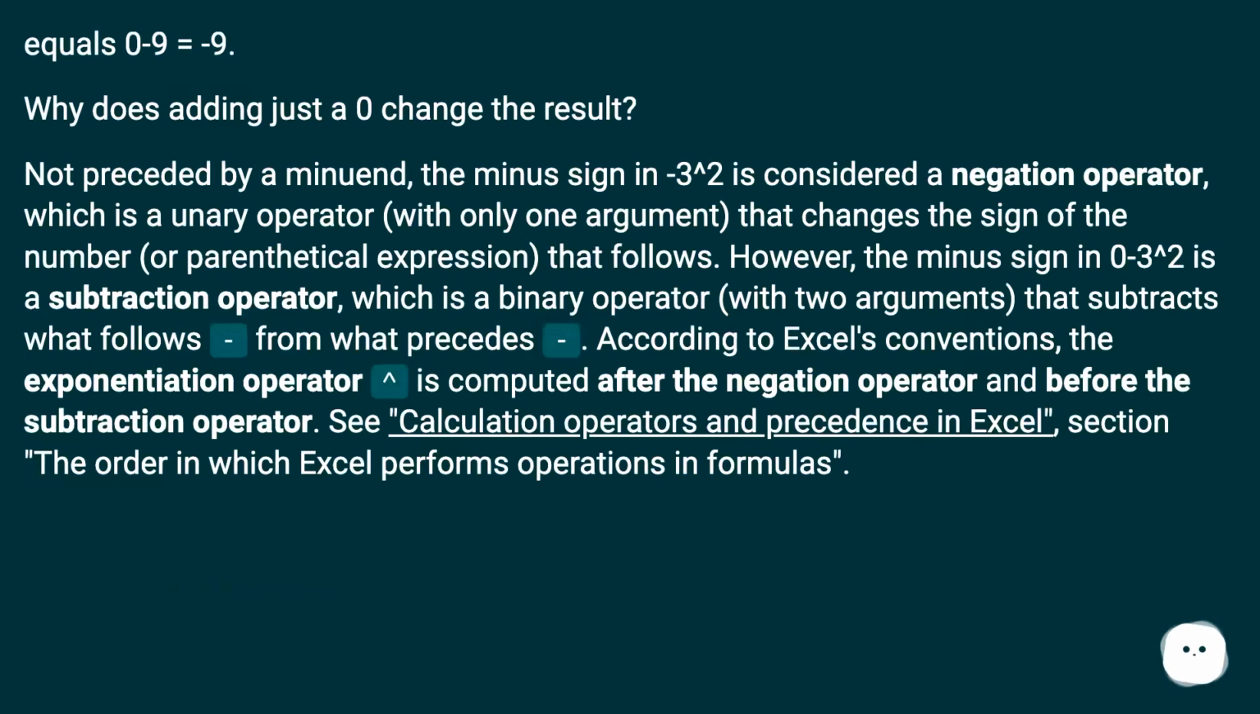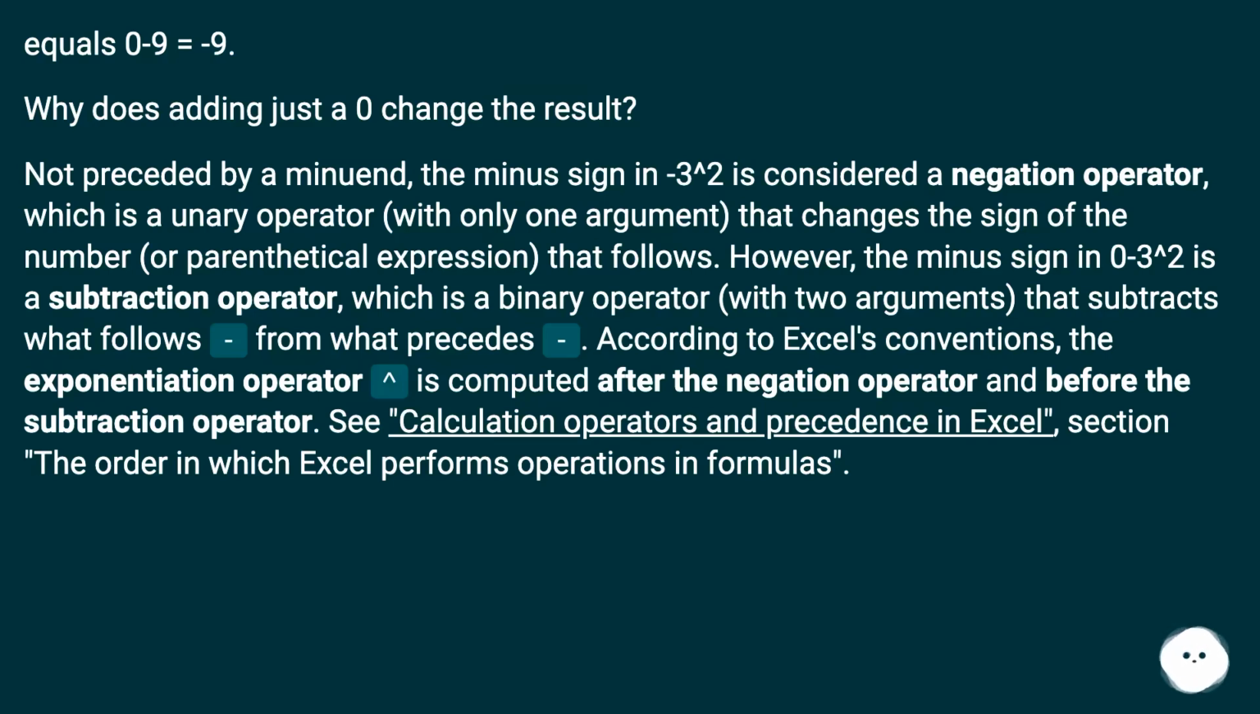Not preceded by a minuend, the minus sign in -3^2 is considered a negation operator, which is a unary operator with only one argument that changes the sign of the number or parenthetical expression that follows. However, the minus sign in 0-3^2 is a subtraction operator, which is a binary operator with two arguments that subtracts what follows from what precedes it.